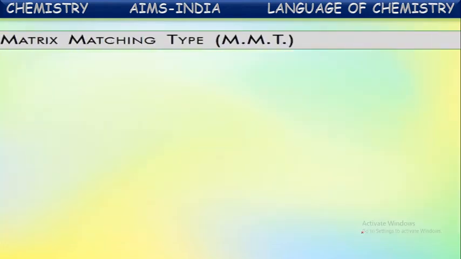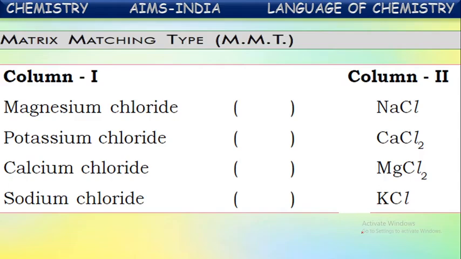Next, matrix matching type questions. See here they have given 2 columns. Each item in column 1 has one or more than one correct matching in column 2. Observe once carefully and select those. See the first one, magnesium chloride. So can you write the chemical formula of magnesium chloride?